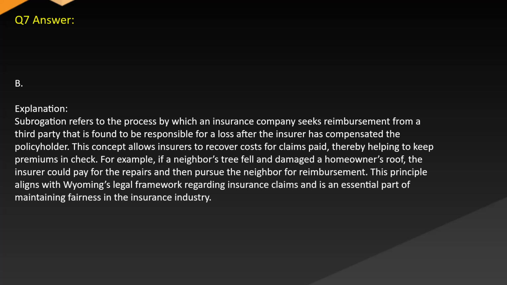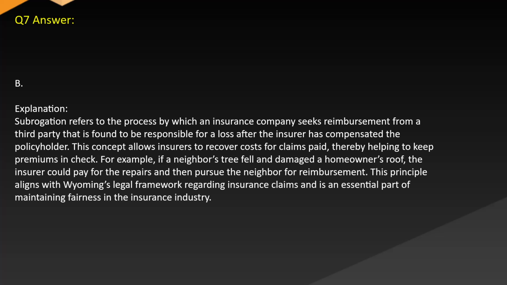Answer. B. Explanation. Subrogation refers to the process by which an insurance company seeks reimbursement from a third party that is found to be responsible for a loss after the insurer has compensated the policyholder. This concept allows insurers to recover costs for claims paid, thereby helping to keep premiums in check. For example, if a neighbor's tree fell and damaged a homeowner's roof, the insurer could pay for the repairs and then pursue the neighbor for reimbursement.